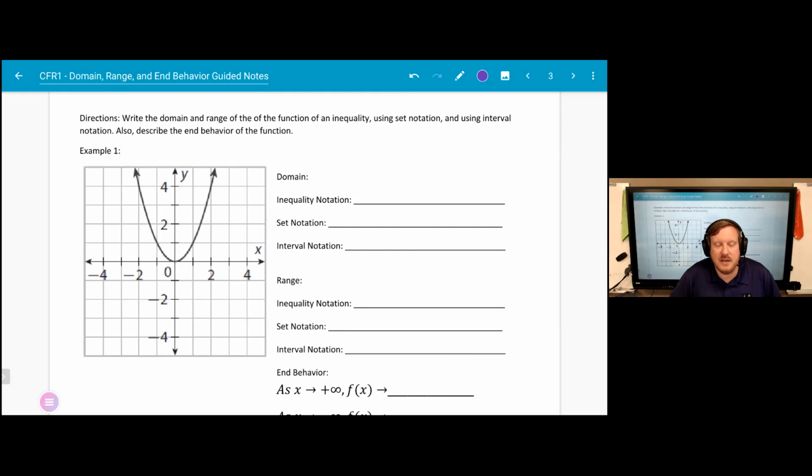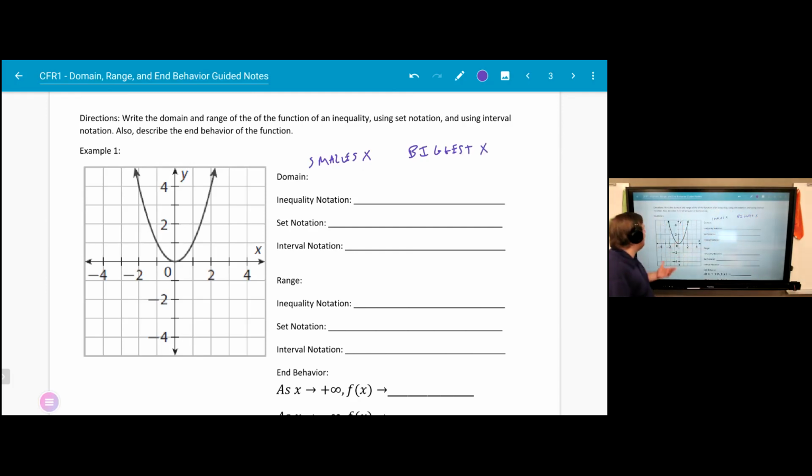Okay. So in other words, I'm looking for the x and the y values. If I look at this on 2 dimensions, I am looking to see what's my smallest x value, what's my biggest x value. So for my domain, I'm just going to think about this. What's my smallest x? And what's my biggest x? Okay. And if I look at this example, this is a great example of a parabola, right? This is x squared.